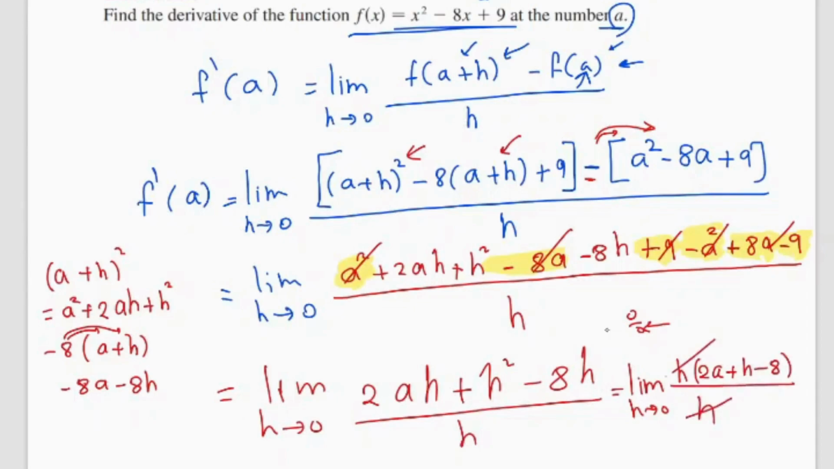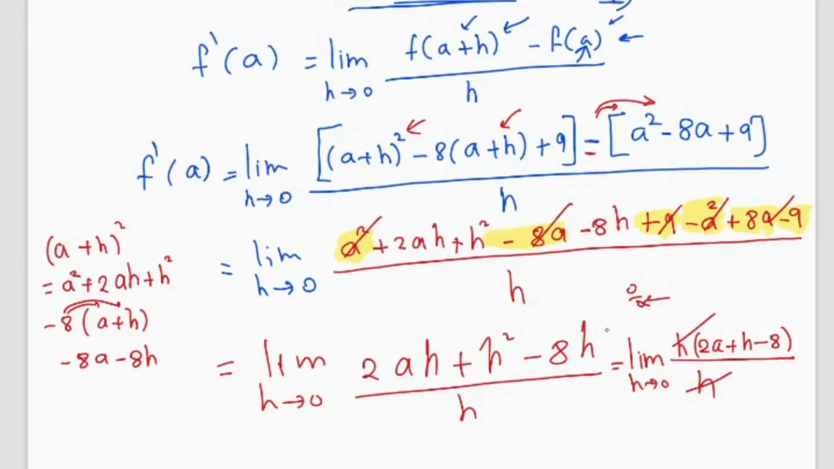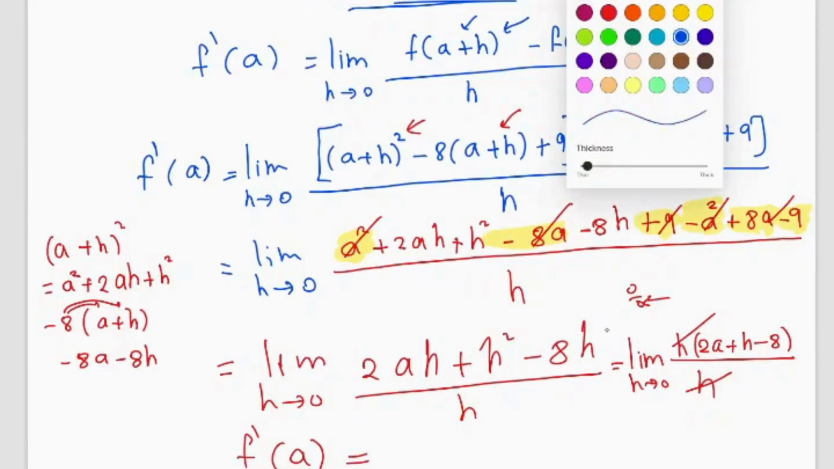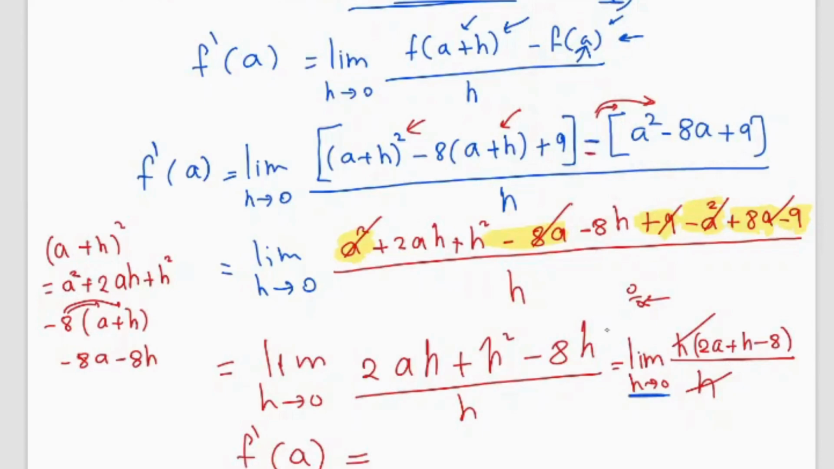This will be cancelled with this, and I will get f prime at a is equal to what? After cancelling, I'll substitute every h by 0, and I will get 2a minus 8. This is the derivative of the function at any point a.